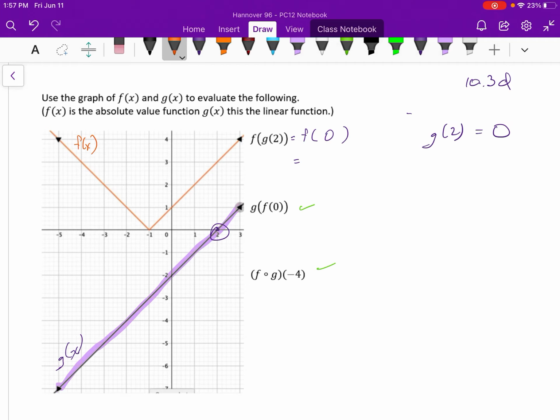Now, if I go to my function f and ask, when the input is 0, so my input is typically x, what is the value of f? And here it's 1. My y value is 1.